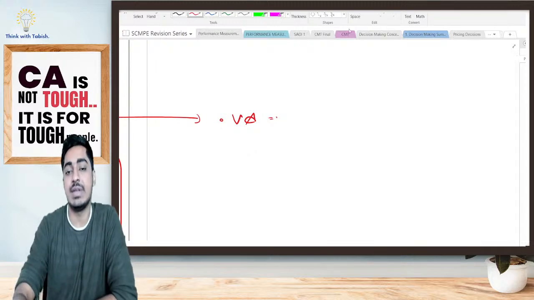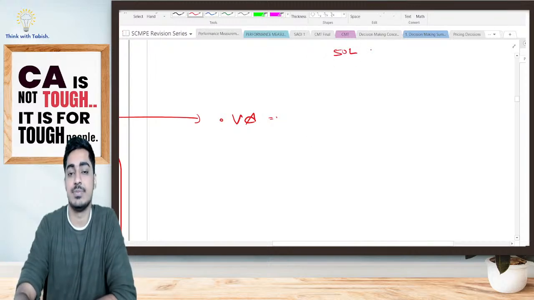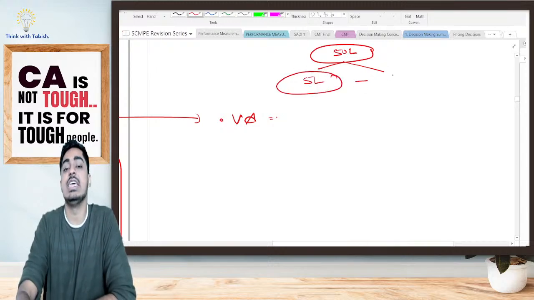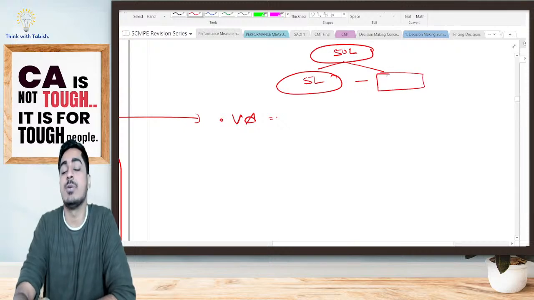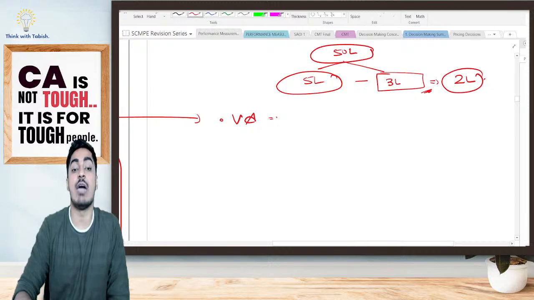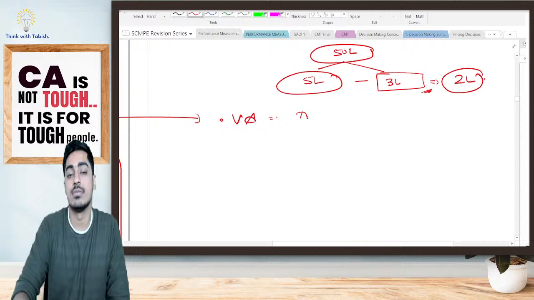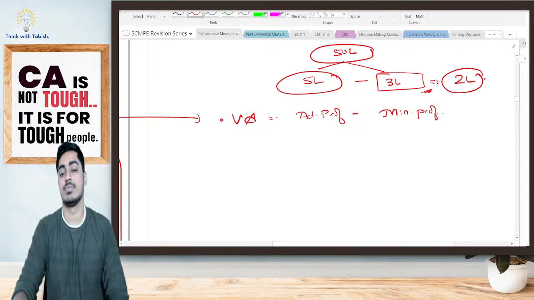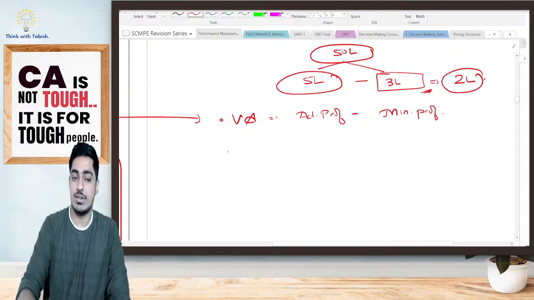Say for example, a very simple example. Suppose 50 lakh rupees I've invested in the business. I've got a return of, say, 5 lakh rupees. Even if I put 50 lakh in a bank, I would have got 3 lakh rupees return. In EVA, I'm looking at my value addition. That is my actual profit minus my bare minimum profit. Is it clear, everyone? That is my value addition.